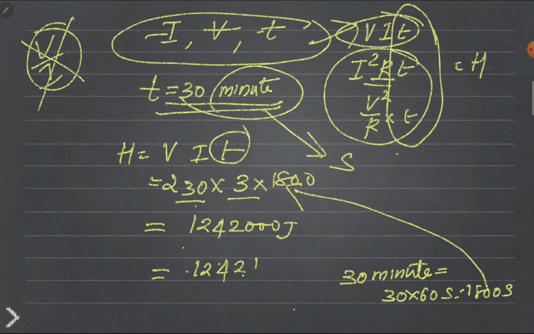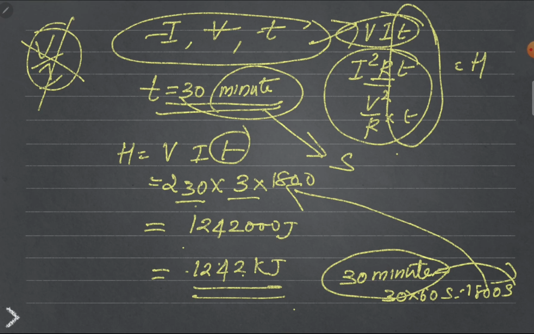1242 kilojoules. Okay, so you need to convert that time, which is given in minutes, into seconds if that is the case. Actually, in this question in our textbook, the time is not provided, and without time, using any of these three equations, you won't be able to find the answer. Not just easily, you won't be able to do the question.